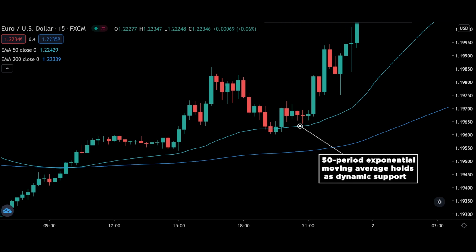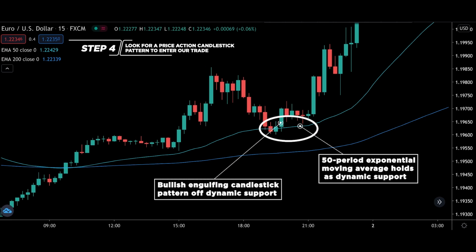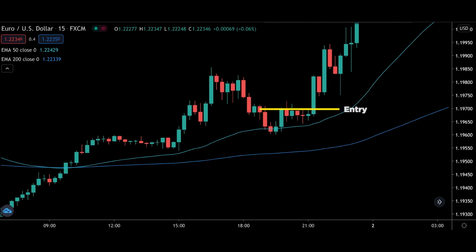Then we can proceed to step 4, where we look for a price action candlestick pattern to enter our trade. This could be an engulfing pattern, a piercing candle, or a pin bar. In this channel, we have many videos on these patterns, so check those videos out if you have no idea what I'm referring to. For this video, I'm going to assume you know what I'm referring to. Once we have spotted a price action candlestick pattern that confirms our trade idea, we can take the trade and set in the stop loss and take profit target.